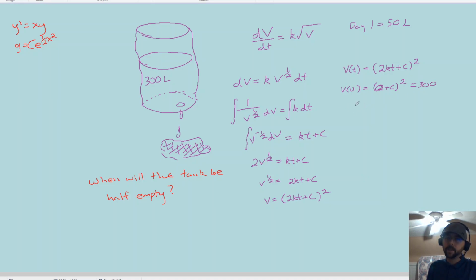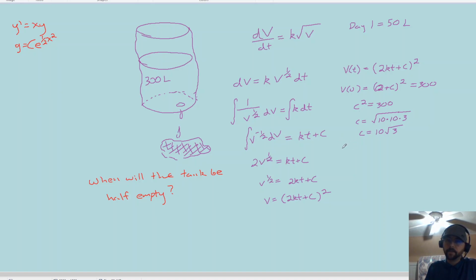So now we have 300. So this part was correct. We have c squared equals 300. So c equals the square root of 300, which is the square root of 10 times 10 times 3. So c equals 10 square root of 3. Now we can write in our c value.